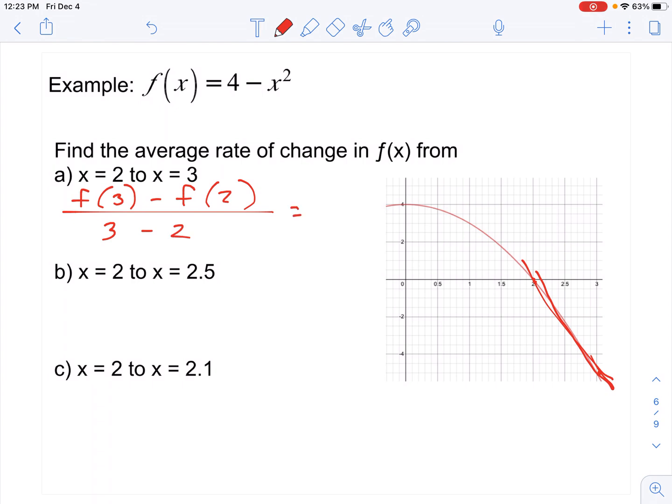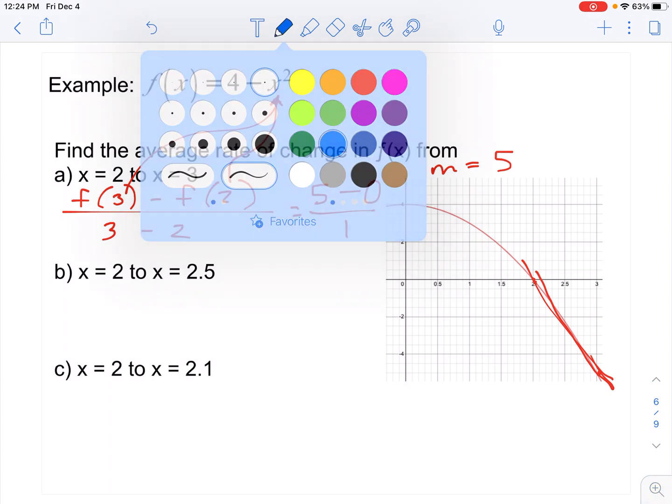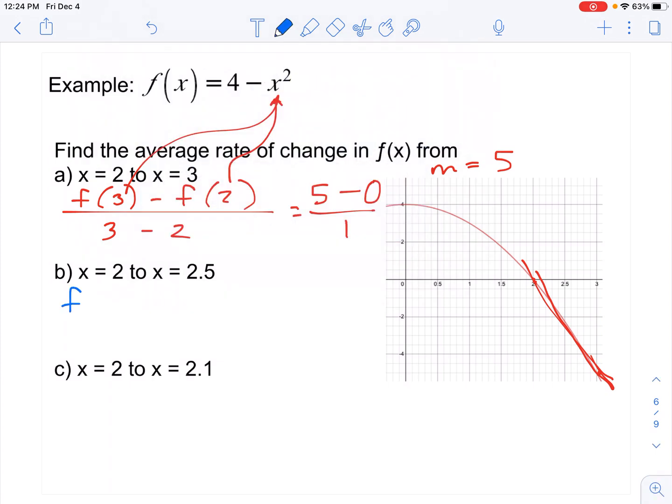F of 3, I can substitute 3 into my function, so I get 9 minus 4, which is 5. F of 2, I can substitute 2 into my function, and I get 0. So I get that the slope from 2 to 3 is 5. I'm going to do a similar thing here from 2 to 2.5. I'm going to do f of 2.5.